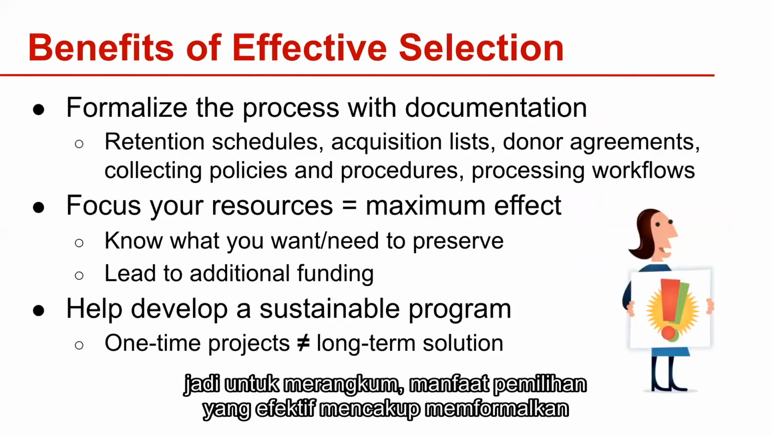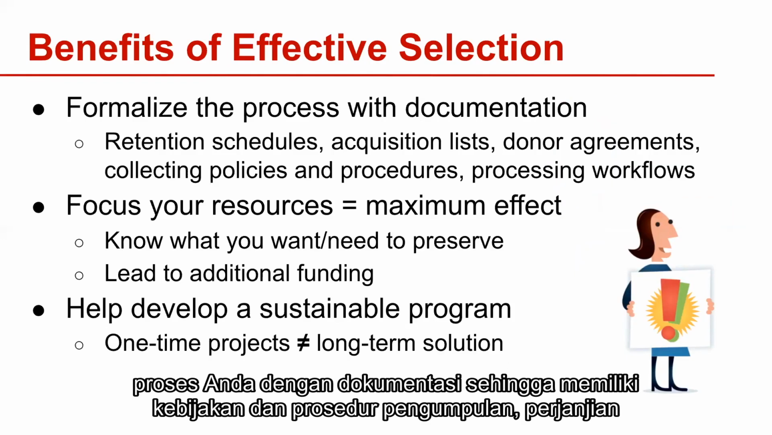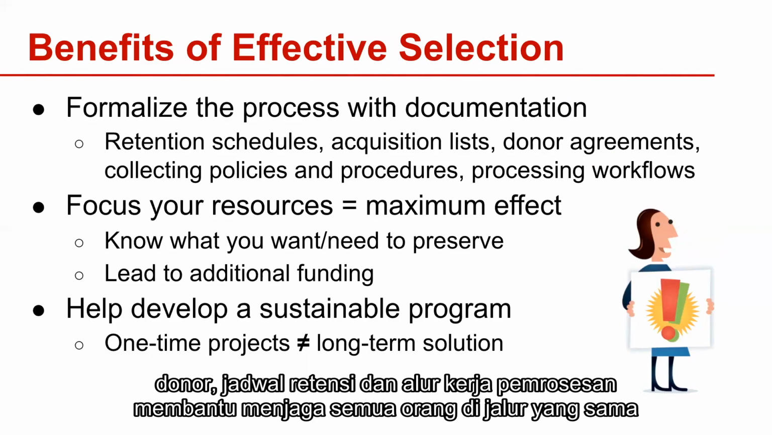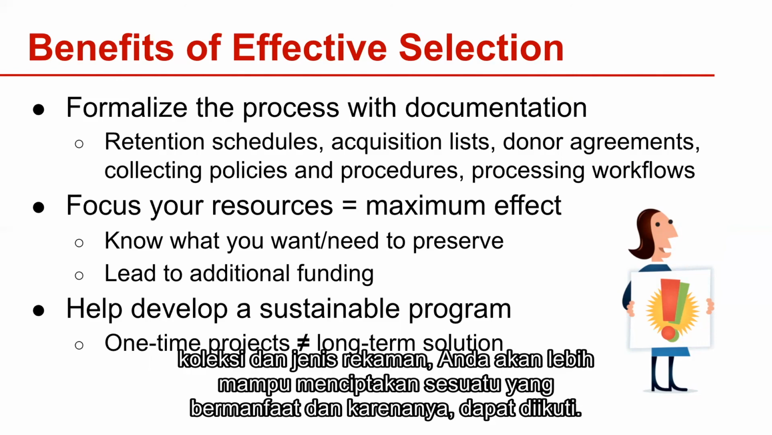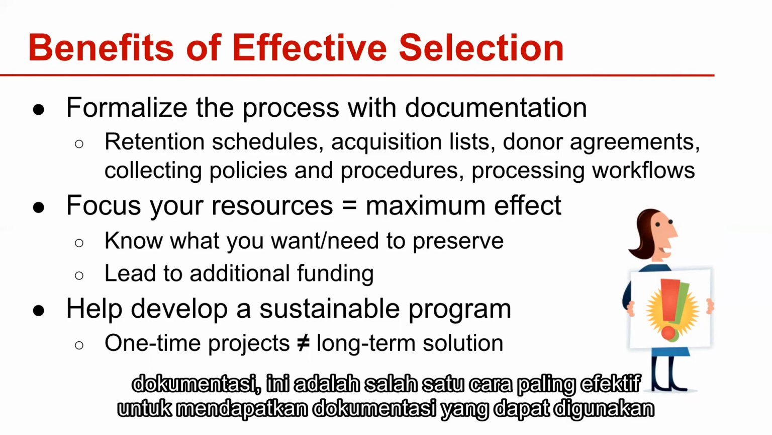So to summarize, the benefit of effective selection includes formalizing your processes with documentation. So having collection policies and procedures, donor agreements, retention schedules, and processing workflows helps keep everyone on the same track. And when you do an inventory and walk through the selection process with various collections and types of records, you are better able to create useful and therefore followable documentation. This is one of the most effective ways to get usable documentation.